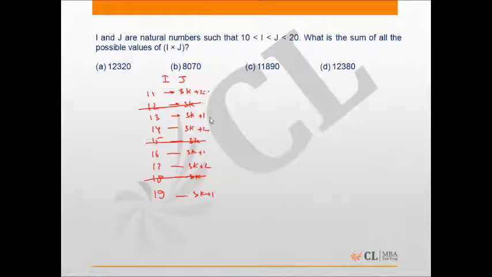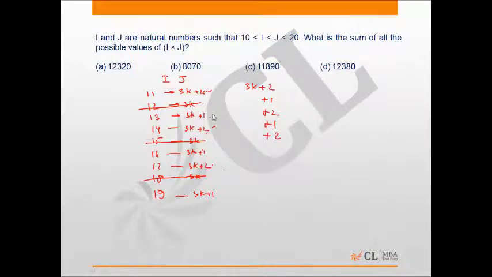When 11 is multiplied by 13, you will get a number of the form 3k plus 2. When you multiply 11 and 14, you will get 2 into 1, which will be 3k plus 1. This and this will give you 3k plus 2. This and this will give you again 3k plus 1. And this will give you again 3k plus 2.